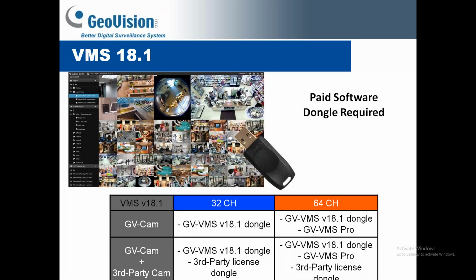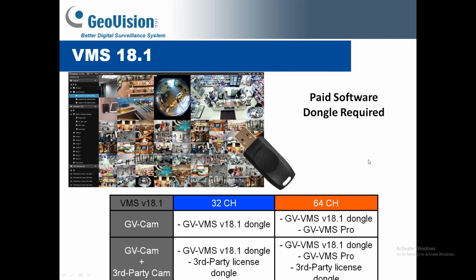So starting out, the VMS 18.1 software, this was just released a few weeks ago. If you've been a longtime GeoVision customer, you're definitely well aware of the fact that our VMS has always been free. We will continue to offer a free 32-channel VMS. The current version is 17.3. This new version is called VMS 18.1. This is a paid software that is completely optional. And the real benefits of this software are facial recognition searching capabilities, which I will go over throughout this presentation.